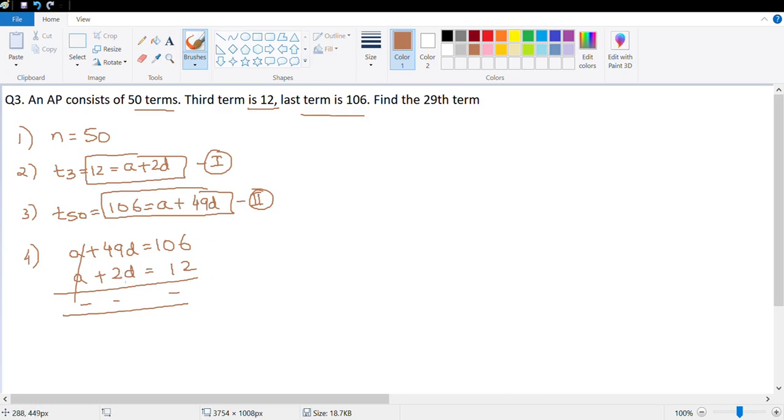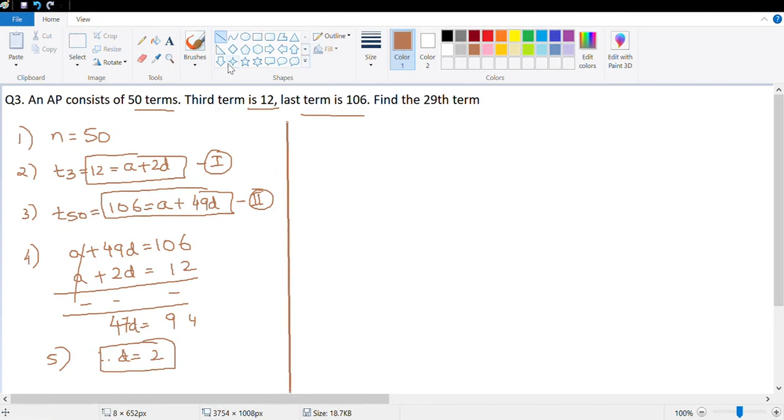49 minus 2, that's 47D. 106 minus 12, that's 94. Therefore, D is equal to 94 divided by 47, which is equal to 2. So again, in this question also, the value of D is 2.